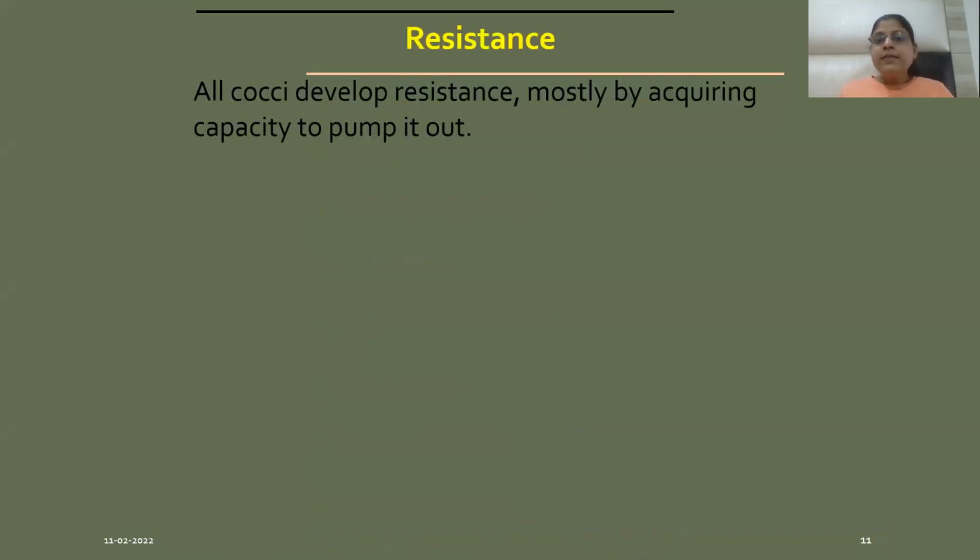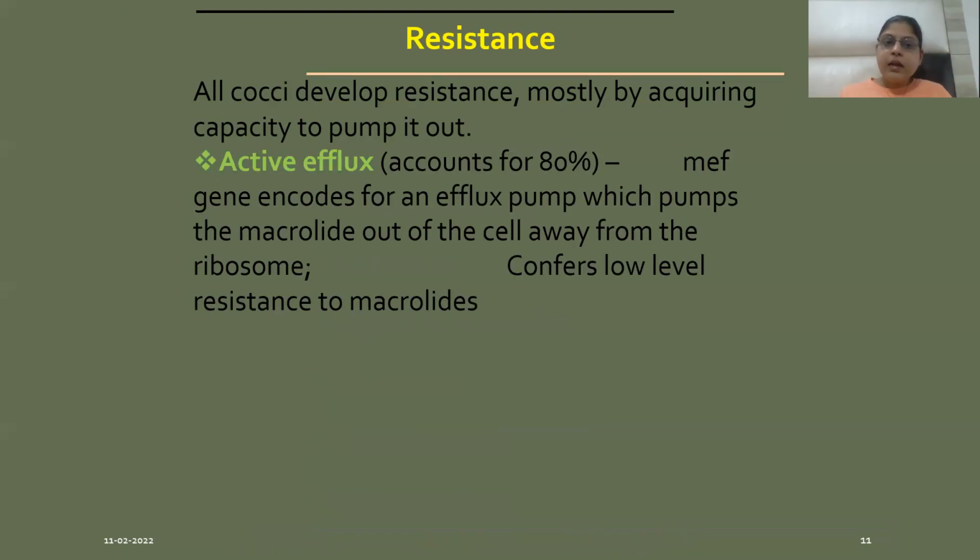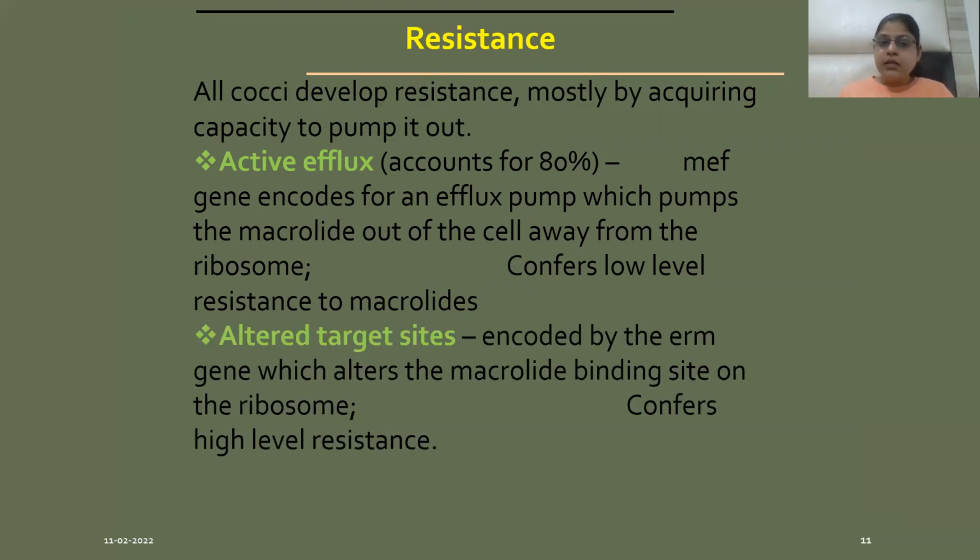Resistance: cocci develop resistance mostly by acquiring the capacity to pump the drug out. Means there are efflux pumps which pump the macrolide out of the cell, away from the ribosome, and they confer low level resistance to macrolides. They efflux the macrolides from the inside of the bacteria to the outside by active efflux, and it accounts for 80%.